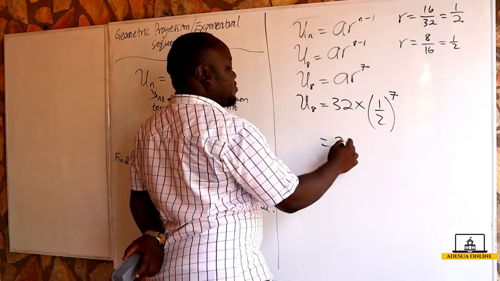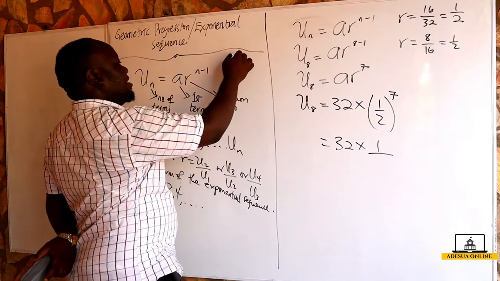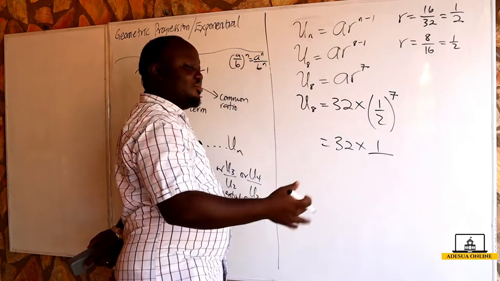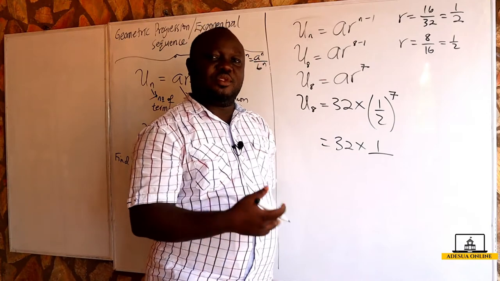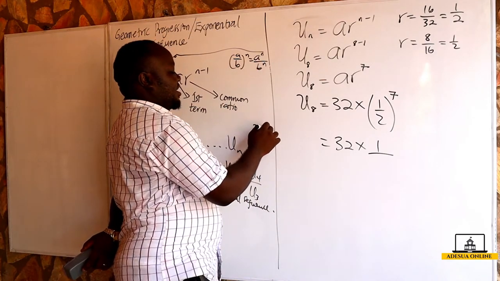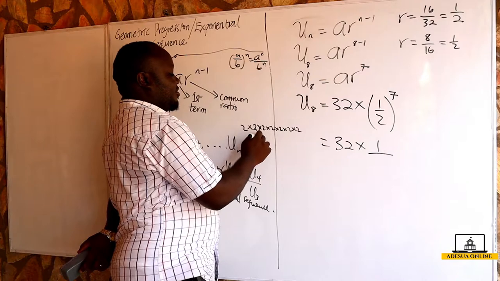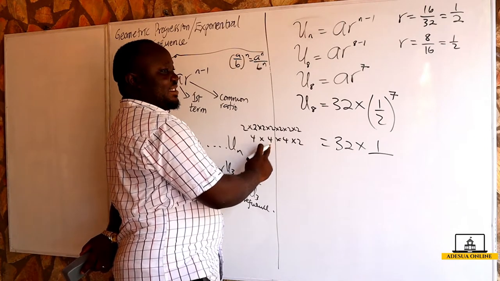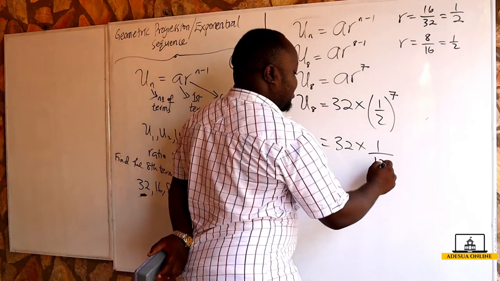So this will give us 32 times 1 over, when we're doing indices, if we have a over b all raised to the power n, this is a to the power n over b to the power n. And 1 raised to the power 7 is still 1, because no matter how many times you multiply 1, you still get 1. And then 2 raised to the power 7: 2 times 2 is 4, 4 times 2 is 8, and so on, counting 1, 2, 3, 4, 5, 6, 7, 4 times 4 is 16, 16 times 2 is 32, 32 times 4 gives us 128. So this will give us 128.